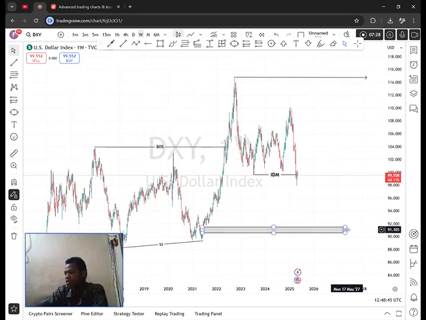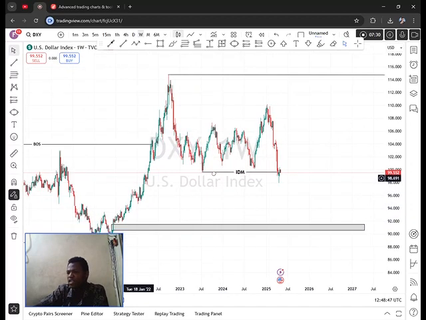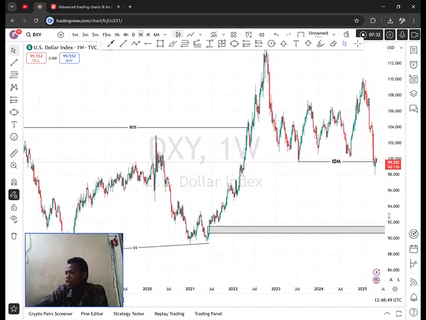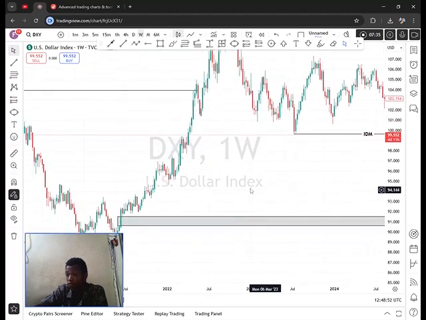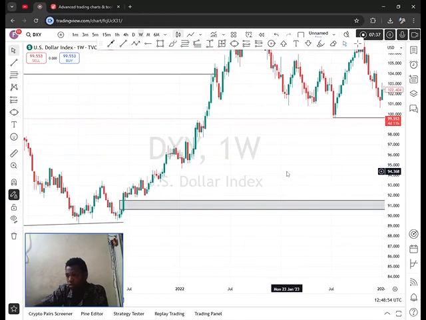So having mapped out the FVG, the FVG can also be used as a point of entry. It can also be used as a POI, a point of interest. POI means point of interest.